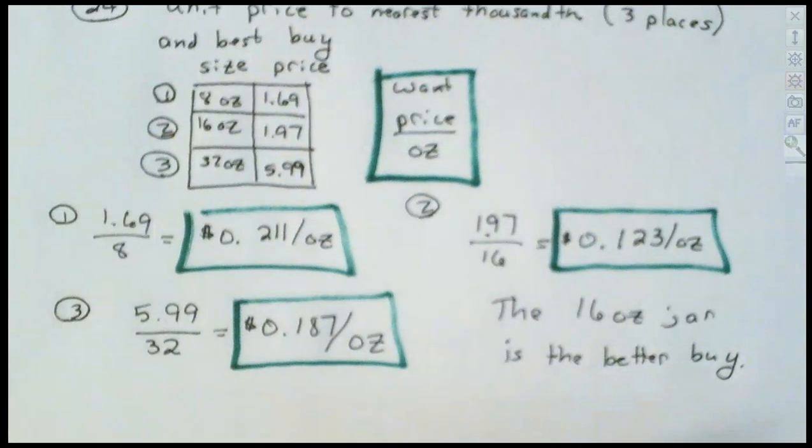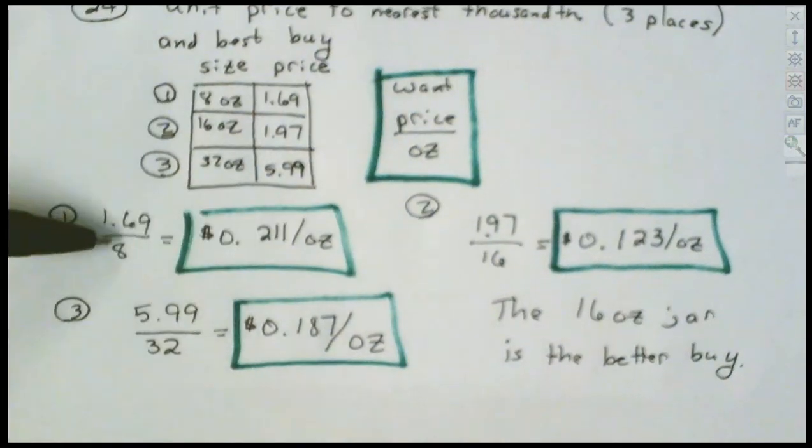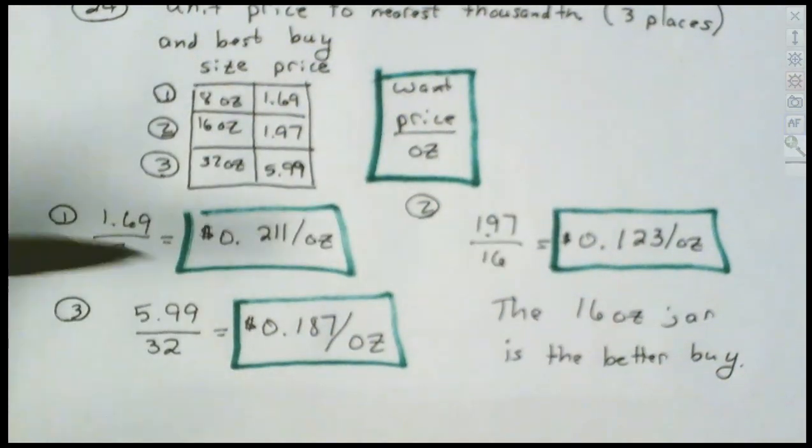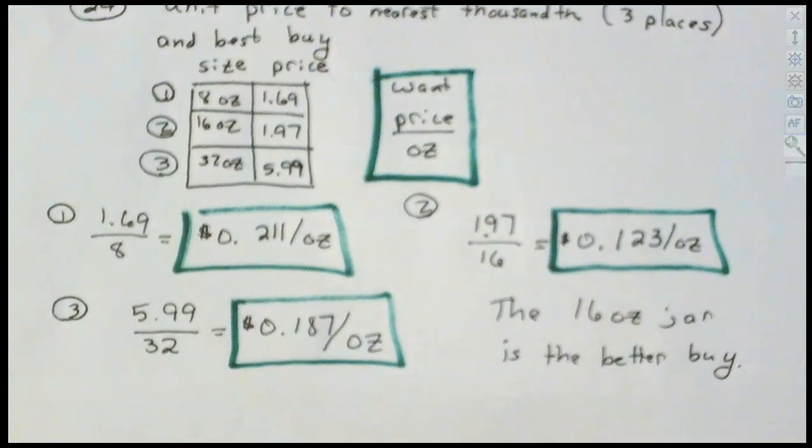So is everyone okay with how we did that? All we do is take the price, divide it by the size, look at them all, and find the one that is the smallest. The one that's the smallest is going to be your better buy. So the 8 ounce is 21 cents an ounce for that salad dressing. The 16 ounce jar is 12 cents an ounce, which is a really good buy. And the 32 ounce jar is almost 19 cents an ounce. So the best buy would be the middle one. Maybe the middle one's on sale.